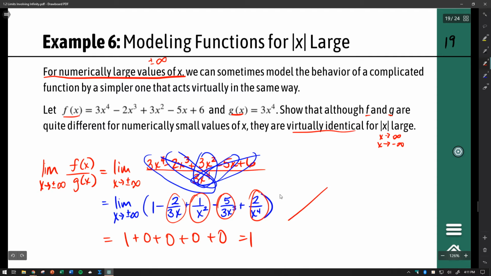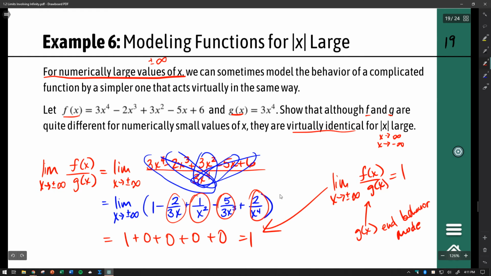And as it turns out then, if we're looking at the limit as x goes to positive or negative infinity of some f over some g, if that's equal to 1, then g turns out to be an end behavior model. And that's what we see on the next page.